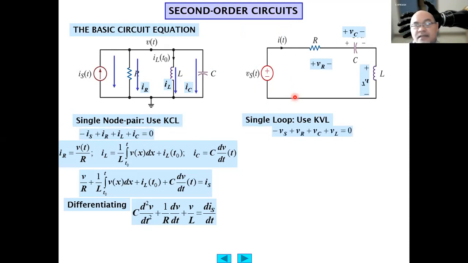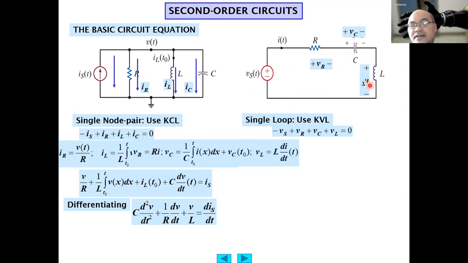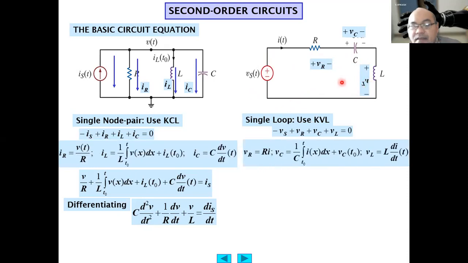So if we make this loop, clockwise, starting from the first component, the voltage source, we get minus Vs plus VR plus VC plus VL equals 0. Then we express each voltage using the respective law for that particular component.